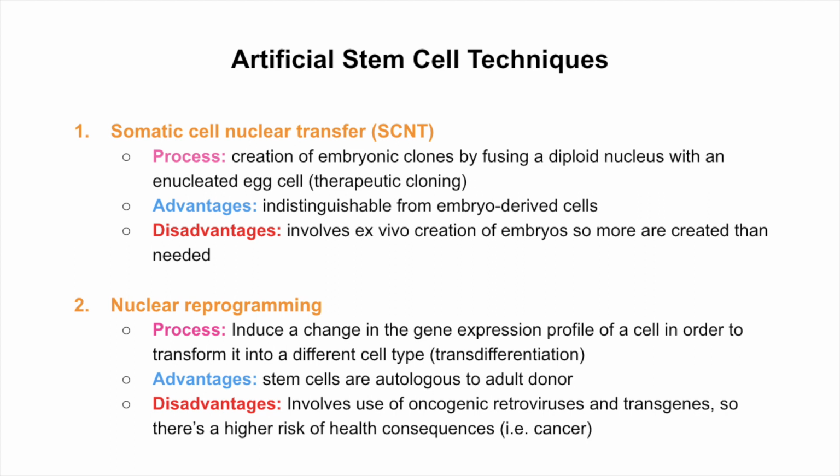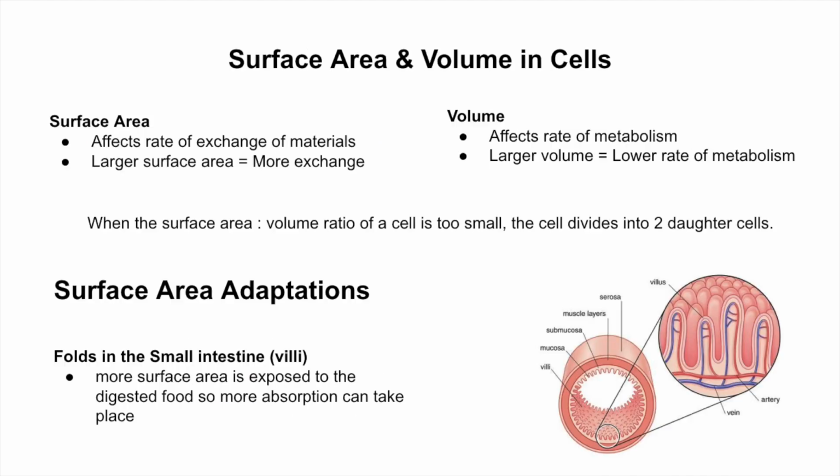Now, there's one more important concept about cells that we need to cover, and that is the surface area to volume ratio. A larger surface area of a cell means more material movement in and out of the cell. A larger volume of a cell means a lower rate of metabolism.